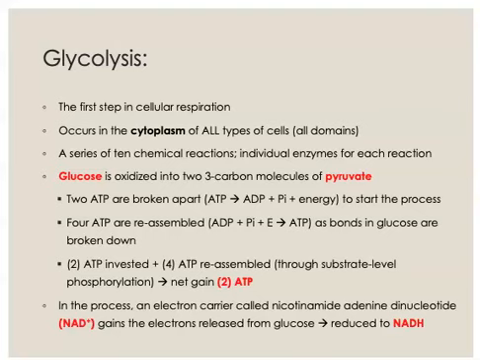It's actually a series of 10 chemical reactions, and each of those reactions has its own enzyme that catalyzes the reaction. It's a very complex process. To summarize, the glucose that enters glycolysis is going to be oxidized until it becomes two 3-carbon molecules of pyruvate.